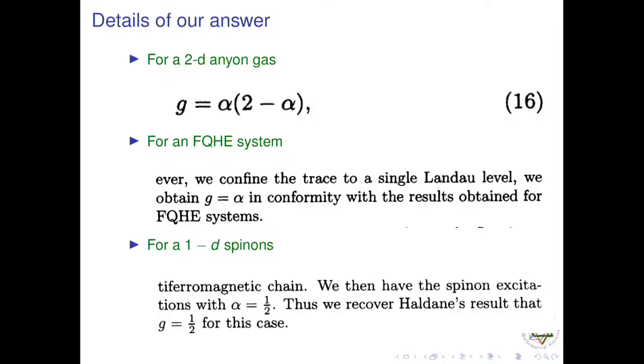Then for an FQHE system, that is, systems confined to a particular Landau level, we got G equal to alpha, which is consistent with Haldane's result. Then for spinons, actually we discussed the case of the 1D Luttinger liquid, that is a c equal to 1 conformal field theory, and showed there that G was equal to the radius of the theory. So for the spinon case, it comes down to G equal to half, which is consistent with Haldane's result.